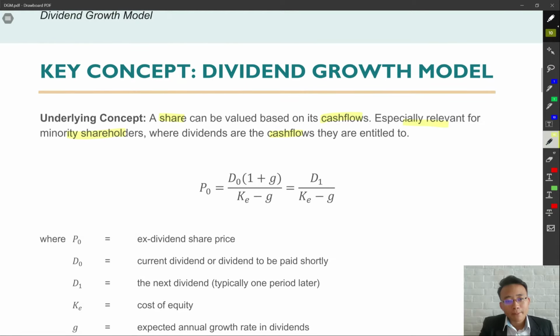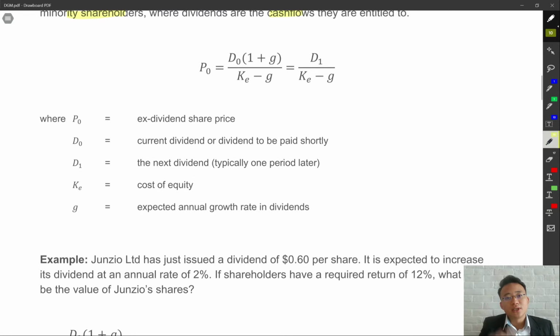So in this formula, we value a share, as you see here. P0 is the price of the share. We value the share based on D0, which is the current dividend or the dividend which you're going to get very shortly. You would take that, we will call that the current dividend, make it grow, 1 plus g. g refers to the expected annual growth rate in dividends. So, take the current dividend, make it grow, and divide it by Ke minus g. Ke being the cost of equity.